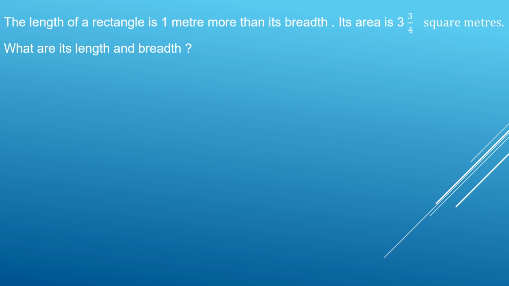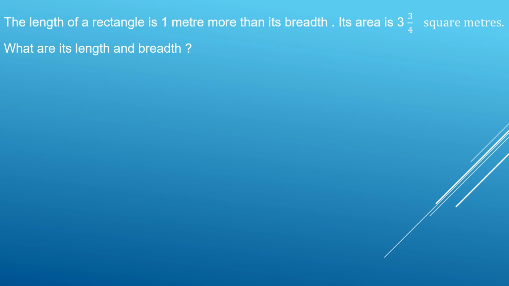So, let's discuss another problem. The length of a rectangle is 1 meter more than its breadth. Its area is 3 3/4 square meters. What are its length and breadth? Read the question and tell me what you have to find out. Okay, we have a rectangle and the relation between length and breadth is given. Yes, length is 1 meter more than breadth. The area of the rectangle is 3 3/4 square meters. And we have to find the length and breadth, isn't it?